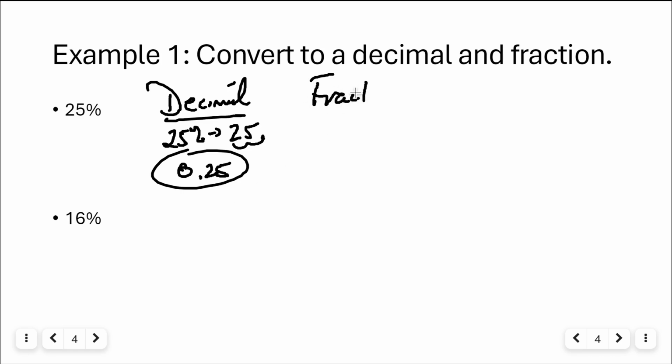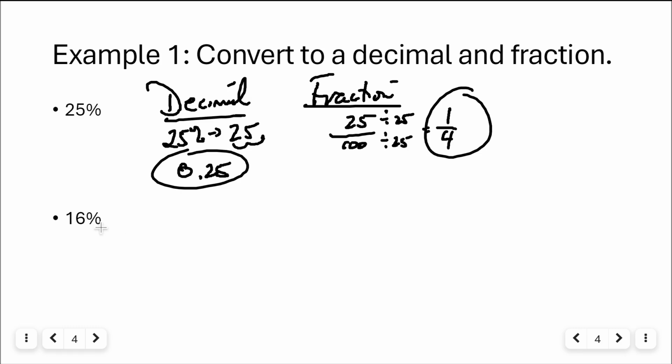To make it a fraction, I'm going to take 25 over 100, and then 25 goes into each. I know that because I can make $1 out of 25 cent quarters. 25 goes into itself one time. It takes 4 quarters to make $1. That's 1 quarter. That would be my fraction.